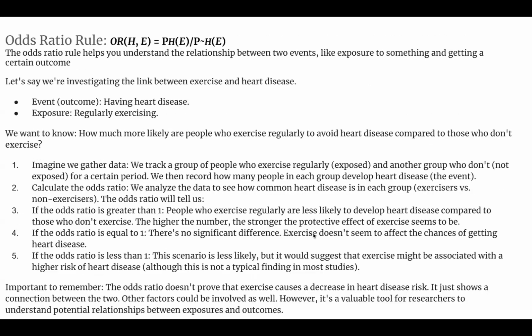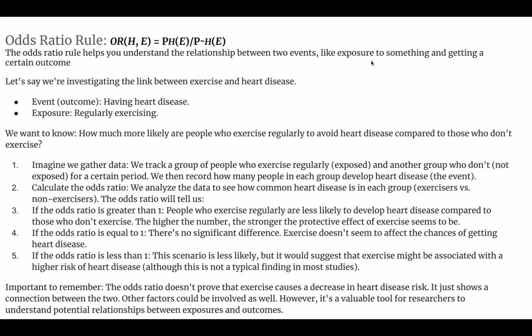There is also the odds ratio rule. And this is how it's computed. This is the hypothesis given the event. Odds ratio of the hypothesis given the event has occurred. So this ratio rule helps you understand the relationship between two events, just the relation, how one affects the other.